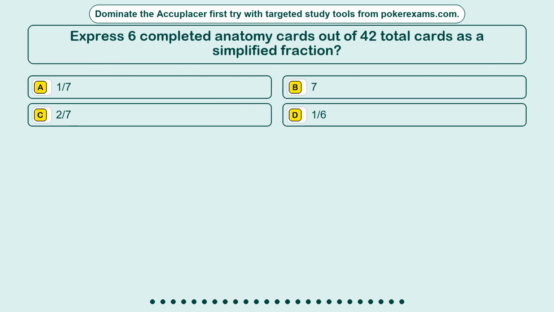Question 2. Express 6 completed anatomy cards out of 42 total cards as a simplified fraction. Option A, 1/7. Option B, 7. Option C, 2/7. Option D, 1/6.